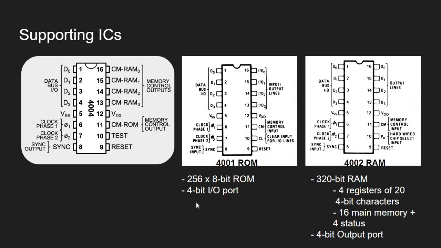Well, first, for example, to select the ROM chip, it uses this CMROM pin, which allows differentiating between the ROM and the RAM. The address is sent on this data bus.